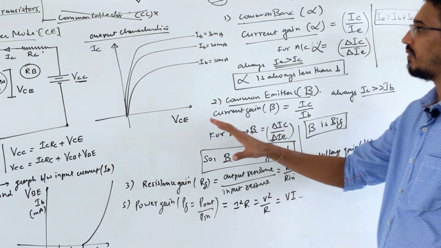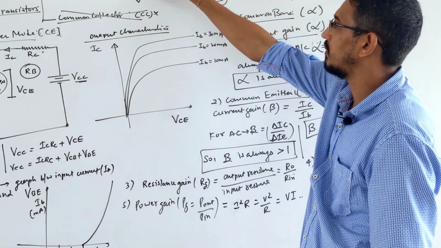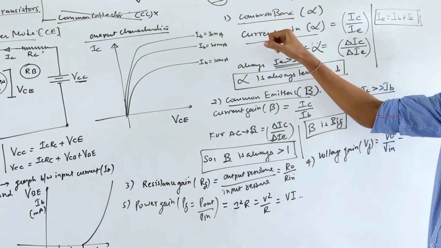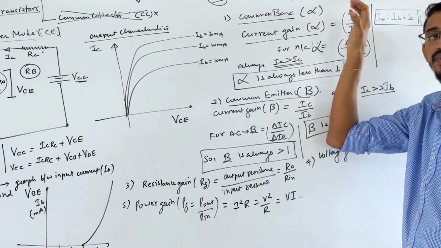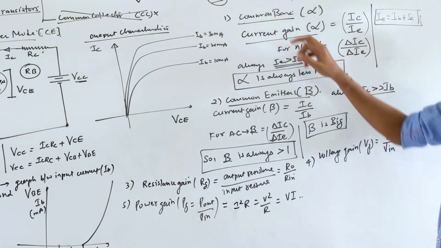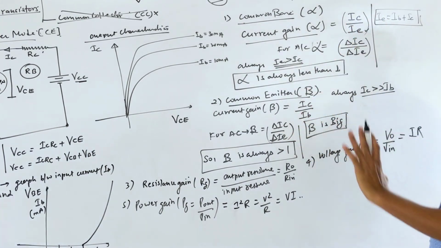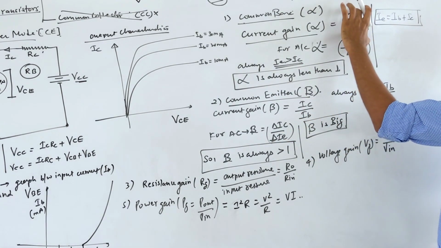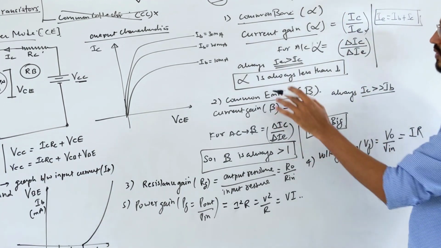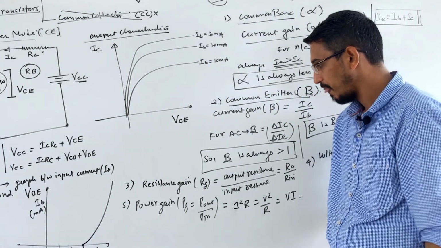Once more, quick revision. The main thing: when you write current gain, we need to know the type of configuration, common emitter or common base. In common base mode, the current gain symbol is alpha. Alpha is IC by IE, output by input. In common base mode the input current is the emitter current, and the output is always the collector current. This value is always less than 1 because the emitter current IE is always more than the collector current IC. So alpha is always less than 1, like 0.9 or 0.85.